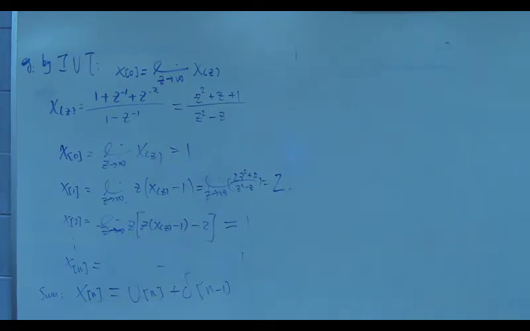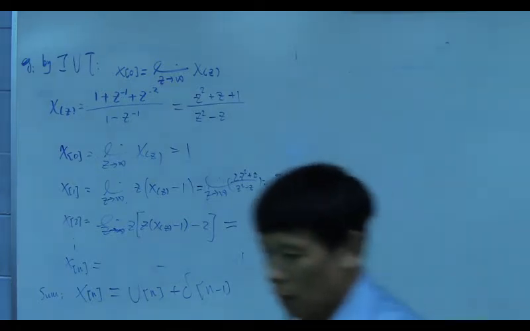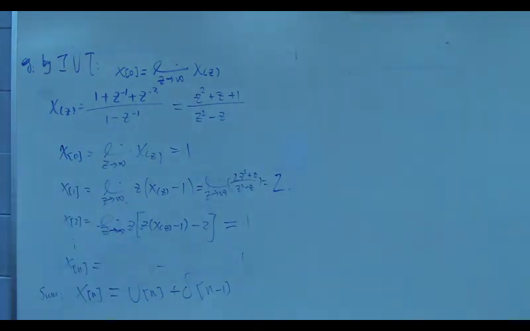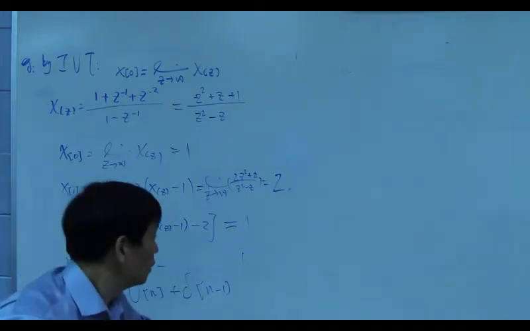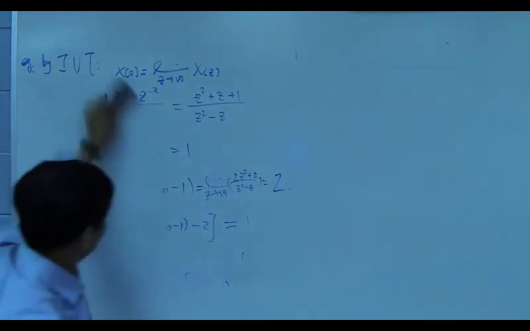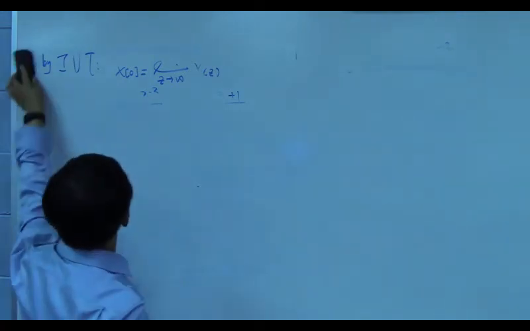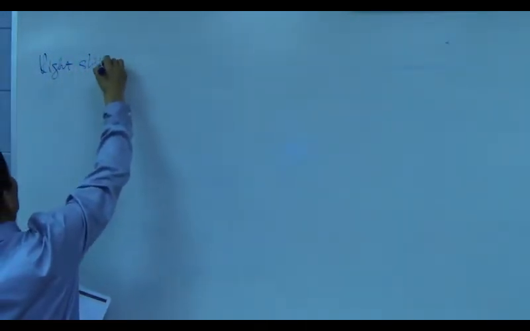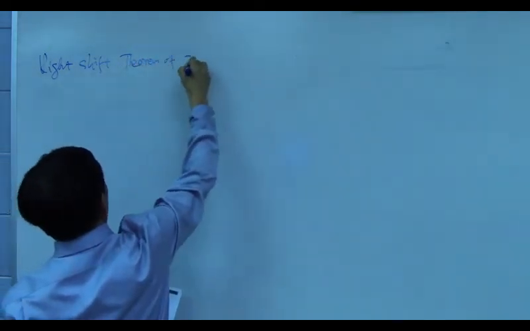Okay, next we are going to discuss two important properties that can be used for solving difference equations. First one is called the right shift theorem of the Z transform.